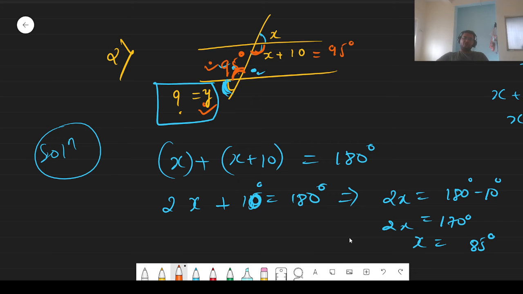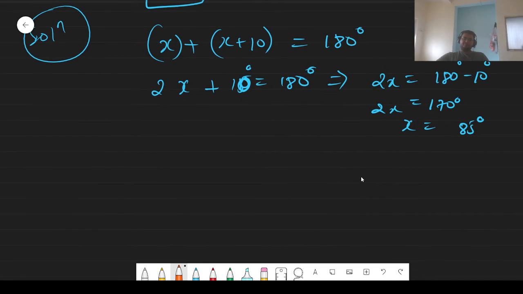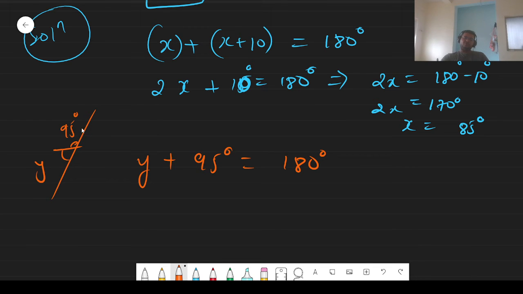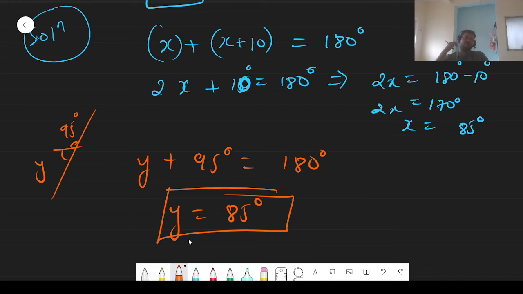So I can directly solve this. How will I solve this? I can write y plus 95 degrees equals 180 degrees, because they are supplementary. This is y and this is 95, so this is forming a supplementary type of position. So y will be equal to 85 degrees. Okay, so here we got y equals 85 degrees.